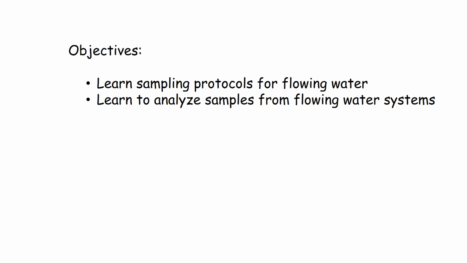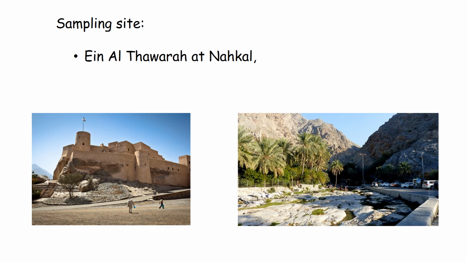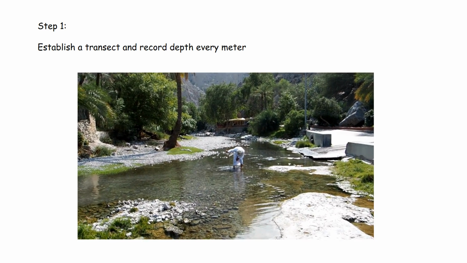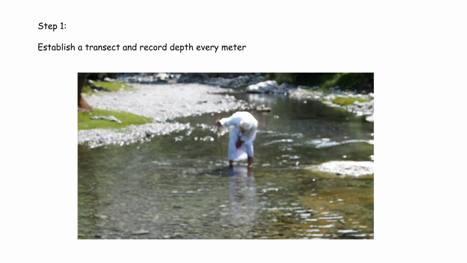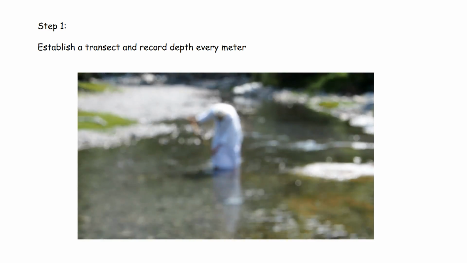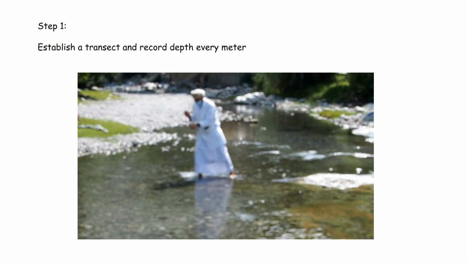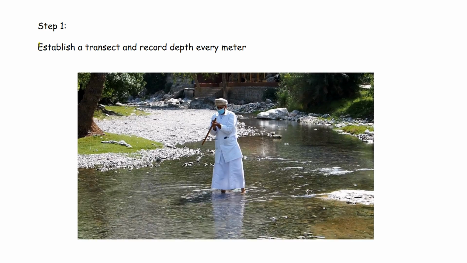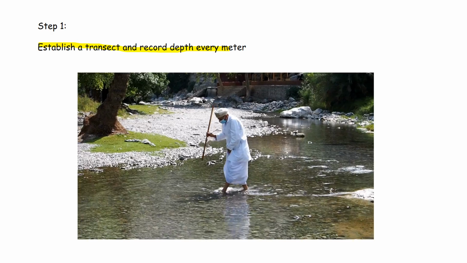The objectives of this lab are to learn sampling protocols for flowing waters and learn to analyze samples from flowing water systems. Our sampling site is Freshwater at lovely Narkal in Oman. The first step is to choose your sampling site and establish a transect by running a ruler across the wadi.